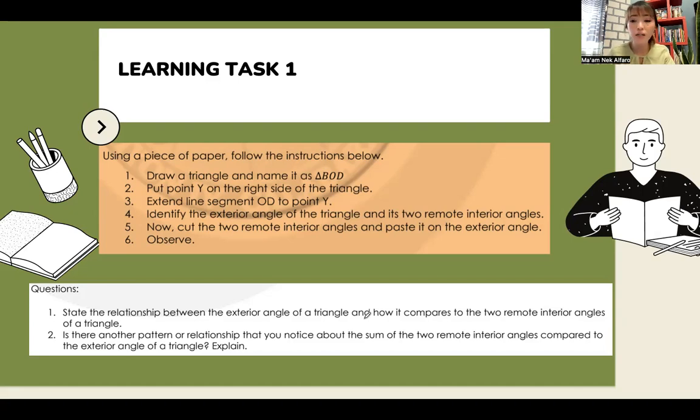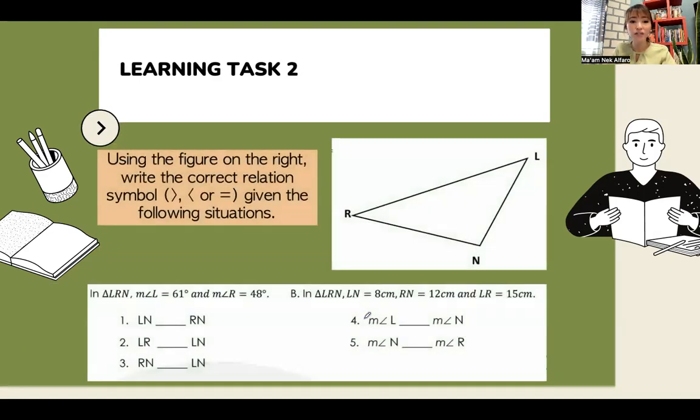After doing that activity, please answer the following questions. Number 1, state the relationship between the exterior angle of a triangle and how it compares to the two remote interior angles of a triangle. Second question, is there another pattern or relationship that you notice about the sum of the two remote interior angles compared to the exterior angle of a triangle? Now you explain. Okay?